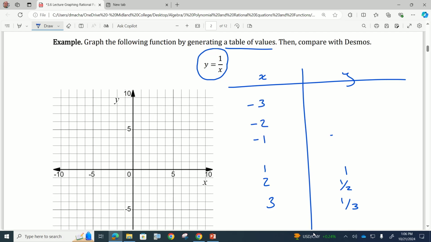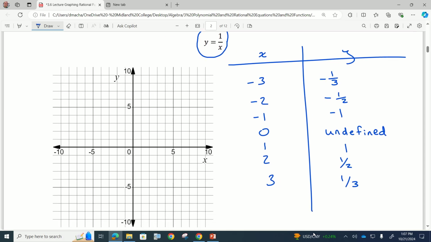And for this function, it's pretty easy to fill out the table. Like 1 divided by negative 1 is negative 1. 1 divided by negative 2 is negative half, and 1 divided by negative 3 is negative 1/3. What happens when x is equal to 0? Y would be 1 divided by 0, but we can't divide by 0. And so right here, we say that the function is undefined, because 1 divided by 0 is not a number.